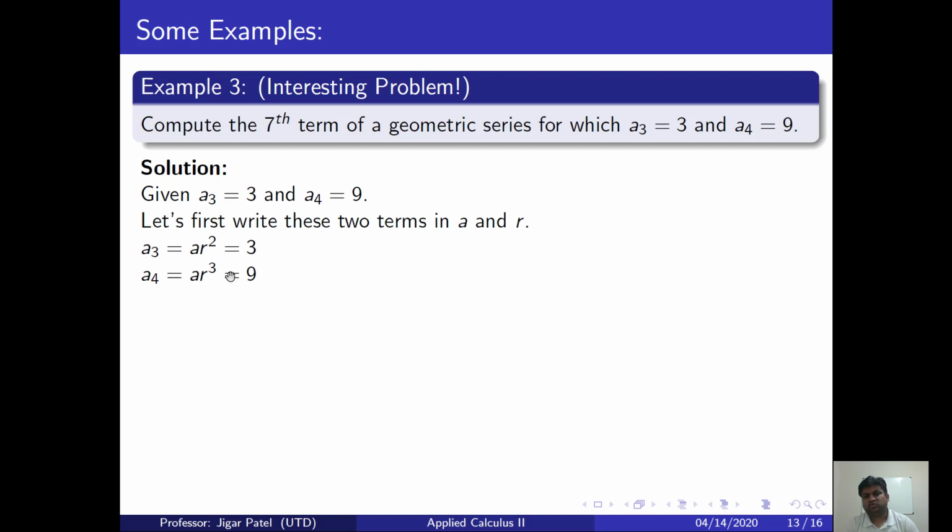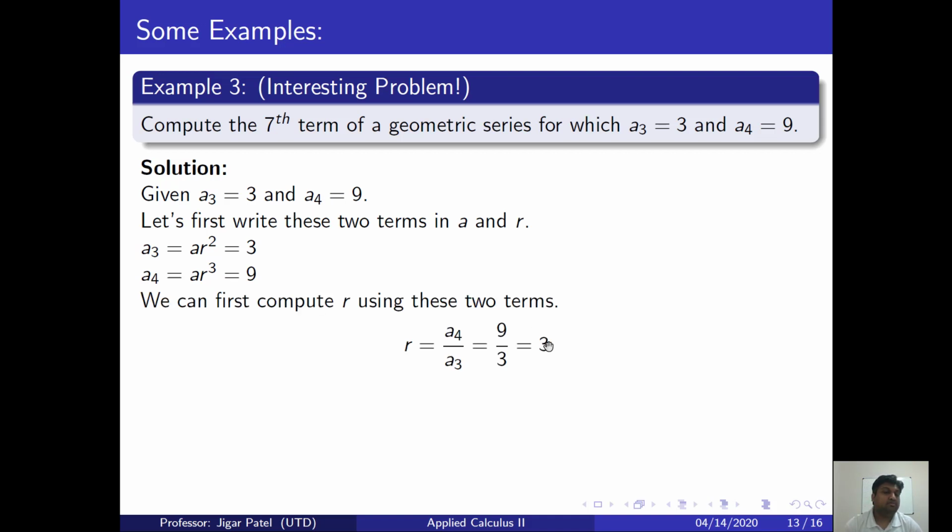What is the best way to solve it for a and r? I would like to eliminate one of the variables. Both of these contain one power of a and different powers of r. If I take the ratio of the 4th and 3rd terms, I will be able to get rid of a from the top and the bottom. So let's divide the 4th term by the 3rd term. What do I get? a r square will be gone. So I really get r equal to 9 over 3, and 9 over 3 is 3. So I got the r value.